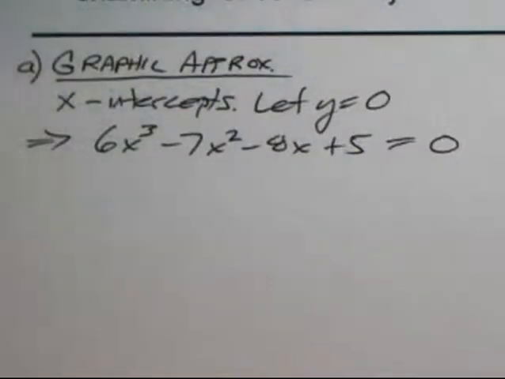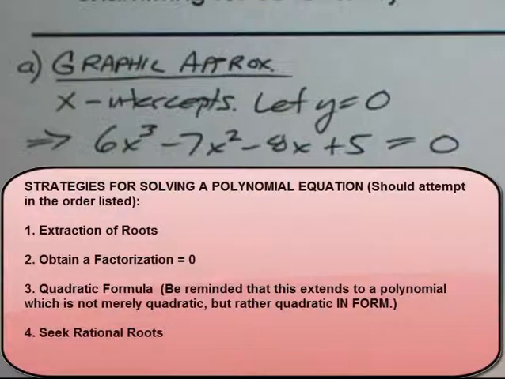What about this equation? Well, in the world of polynomial equations, I usually suggest 4 lines of strategy to be attempted in order, first being extraction of roots. Nowhere in sight here. Second being obtain a factorization equal to 0. In this case, as factoring goes, there's no common factor, and it's not a trinomial. This has got 4 terms to it. We don't seem to have any factor patterns offhand. The sort of final frontier of factoring is to factor by grouping.